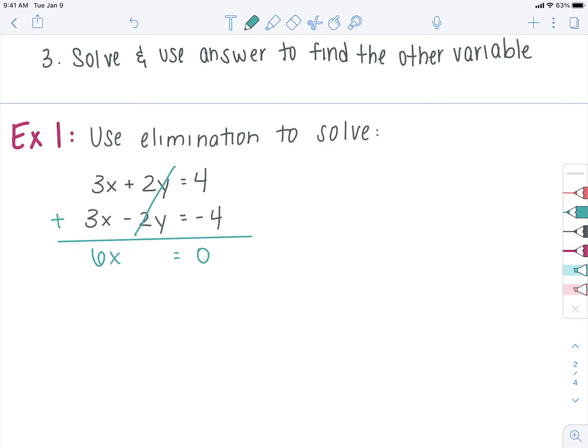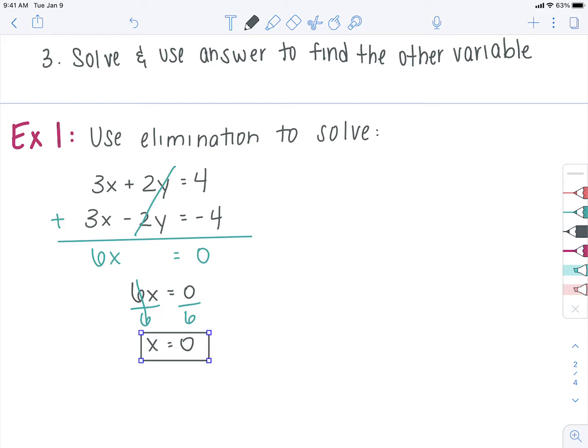So now all I really have to solve is this 6x equals 0, which is a much easier equation for me to solve than two equations with different variables. So after I add them together, now I just need to solve for x here. So I've got to get rid of that 6. So I divide by 6 on both sides. I end up with x equals 0 divided by 6 is just 0. So now I've got x equals 0.